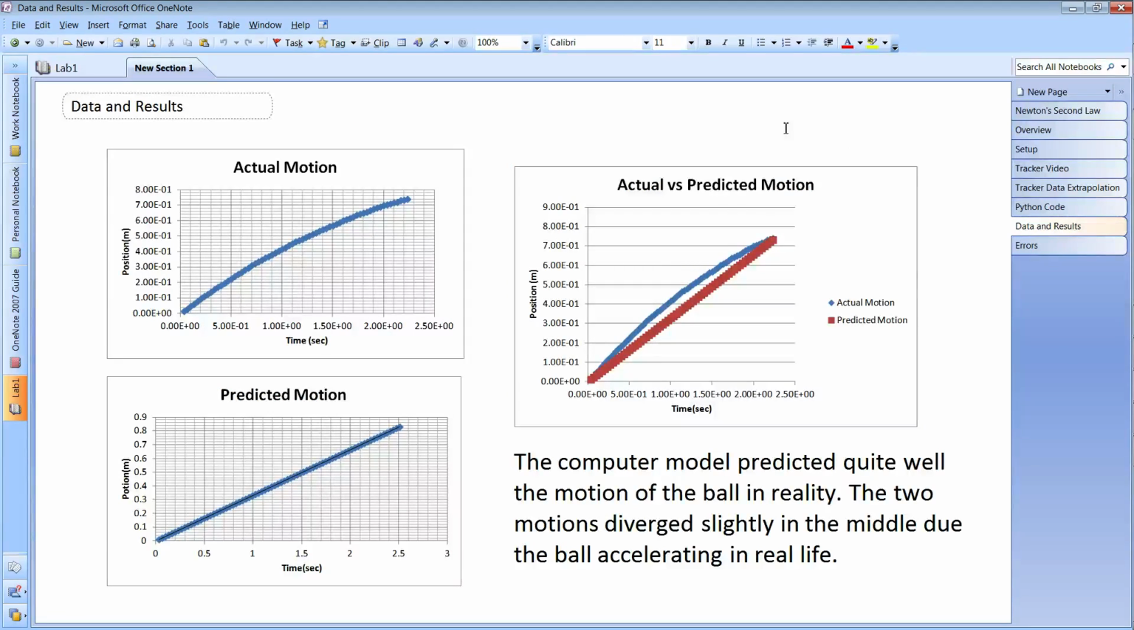Now, using both the actual motion data and the predicted motion data, we can create graphs and compare the two. The computer model predicted quite well the motion of the ball in reality. The two motions diverge slightly in the middle due to the ball accelerating in real life, due to some unknown force, or unknown non-zero F net.